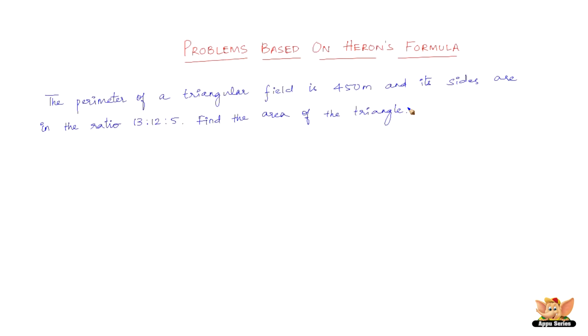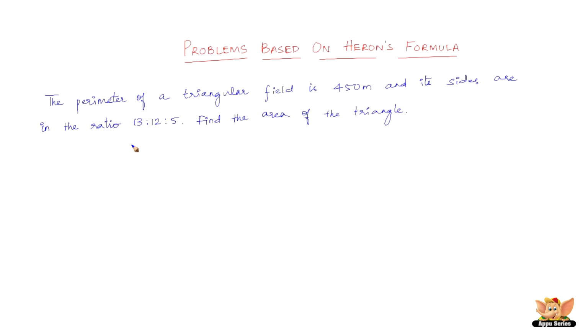Now, to solve for the area of a triangle using Heron's formula, we always need the three sides A, B, C and S, the semi-perimeter. Now, the semi-perimeter can be easily obtained by dividing the total perimeter by 2. That's not a problem. But we need the sides. Here, it is only given in the form of a ratio. So now what we need to do is use this ratio and the perimeter of the triangular field and find the sides from it.